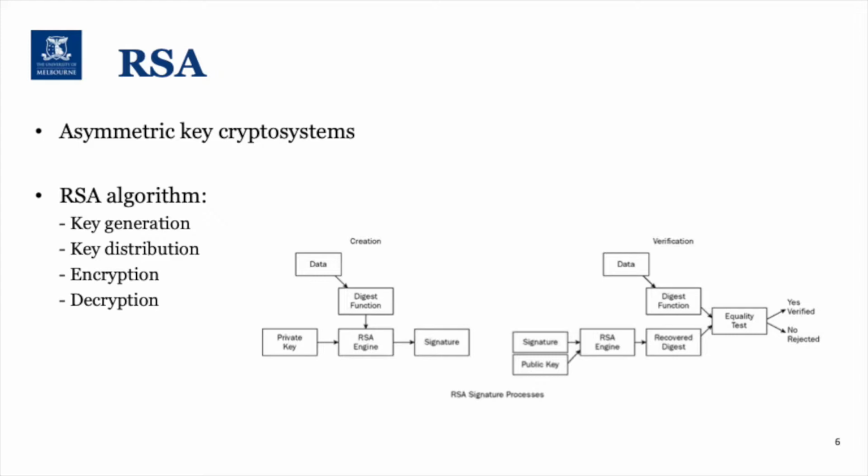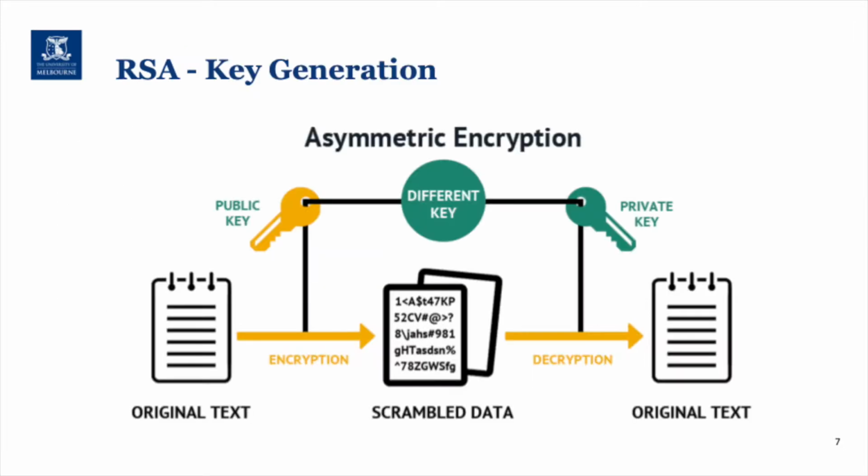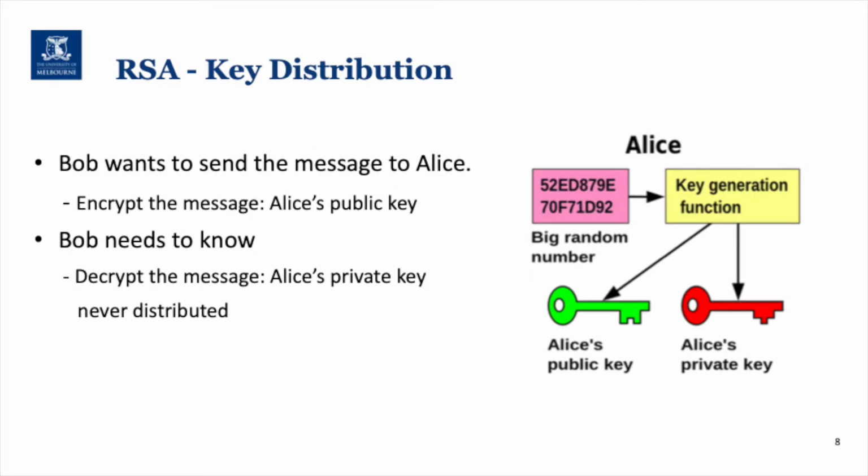RSA involves 4 steps: key generation, key distribution, encryption, and decryption. Asymmetric key encryption involves 2 keys, public key and private key. Public key is used for encrypting the message, and private key is used for decrypting the message. Suppose that Bob wants to send information to Alice. If they decide to use RSA, Bob must know Alice's public key to encrypt the message, and Alice must use her private key to decrypt the message. To enable Bob to send his encrypted messages, Alice transmits her public key to Bob. Alice's private key is never distributed.